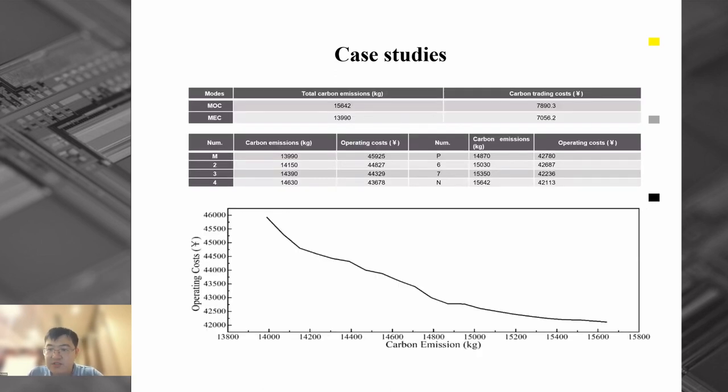And the table shows the optimal results of MOC and MEC. Therefore, this section uses the multi-objective optimization algorithm based on the improved epsilon constraint method to solve the optimal objective. And this is the result. We can see that the optimal solution has 6% lower carbon emissions, but 7.3% higher cost compared to the compromise solution.